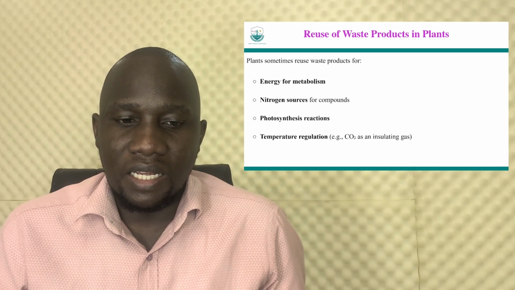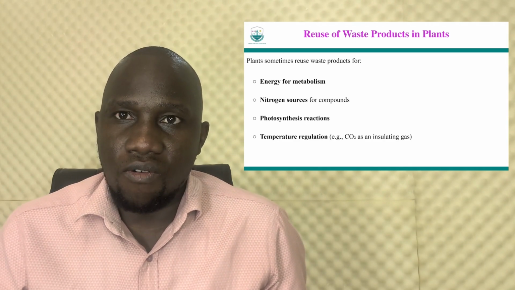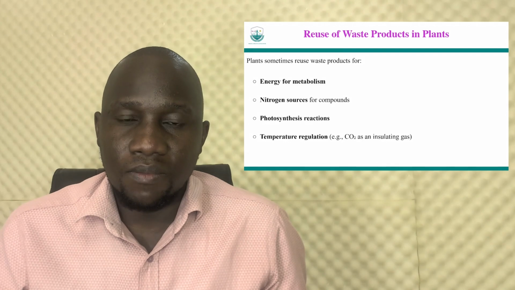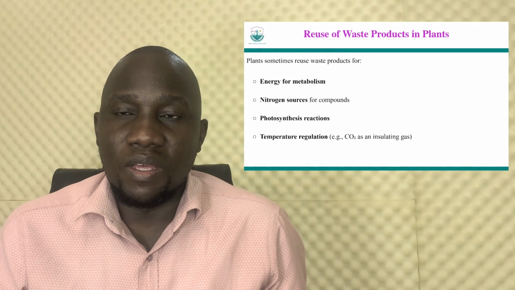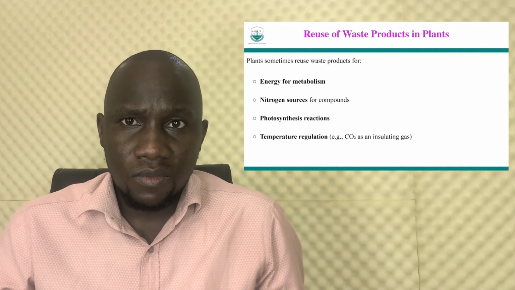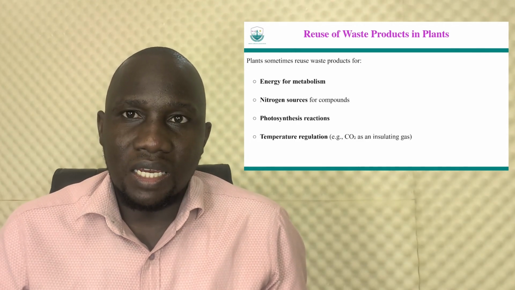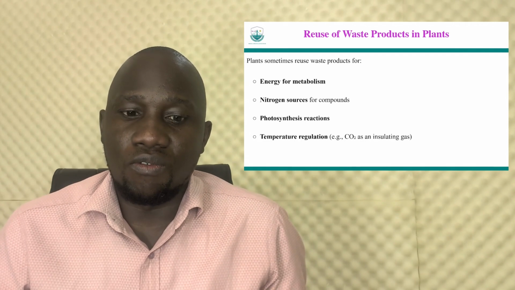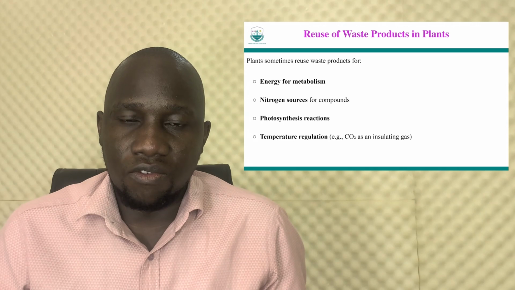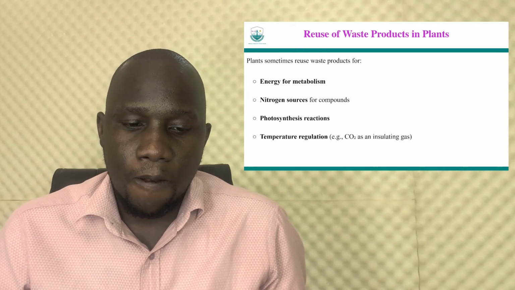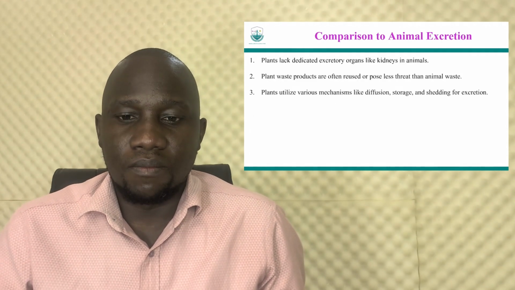So we are basically saying that these waste products can be used by the plants themselves for respiration to produce energy, and some of these waste products can be used as a source of nitrogen for synthesis of other compounds, and some of them are useful for photosynthesis. We already saw that carbon dioxide is very important for photosynthesis, and also for temperature regulation. Carbon dioxide can be used as an insulating gas.